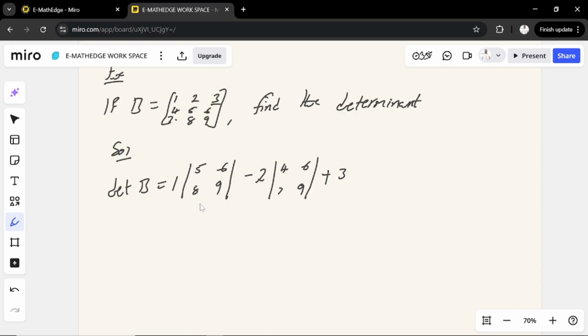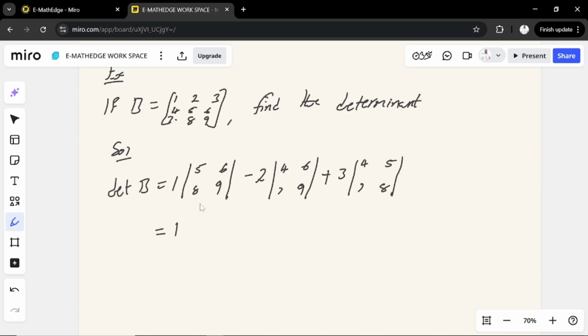So if we pick 3, which happens to be in the first row and third column, it means we are going to focus on 4, 5, 7, and 8. So we are going to have it to be 3 into 4, 5, 7, and 8.